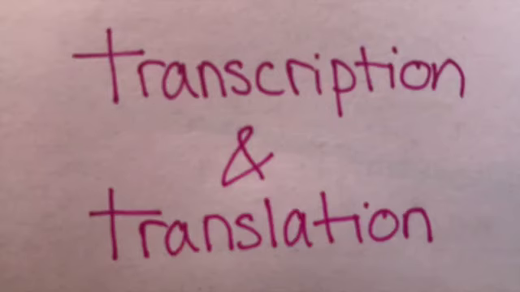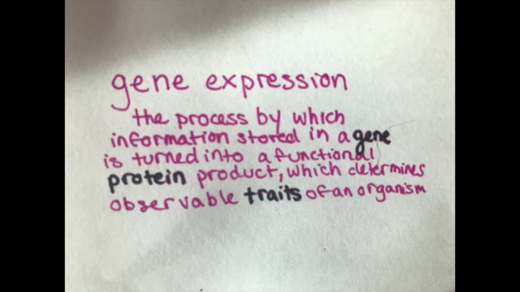So today I'm going to be talking about transcription and translation and gene expression. So first, gene expression is the process by which information stored in a gene is turned into a functional protein product, which determines observable traits of an organism.